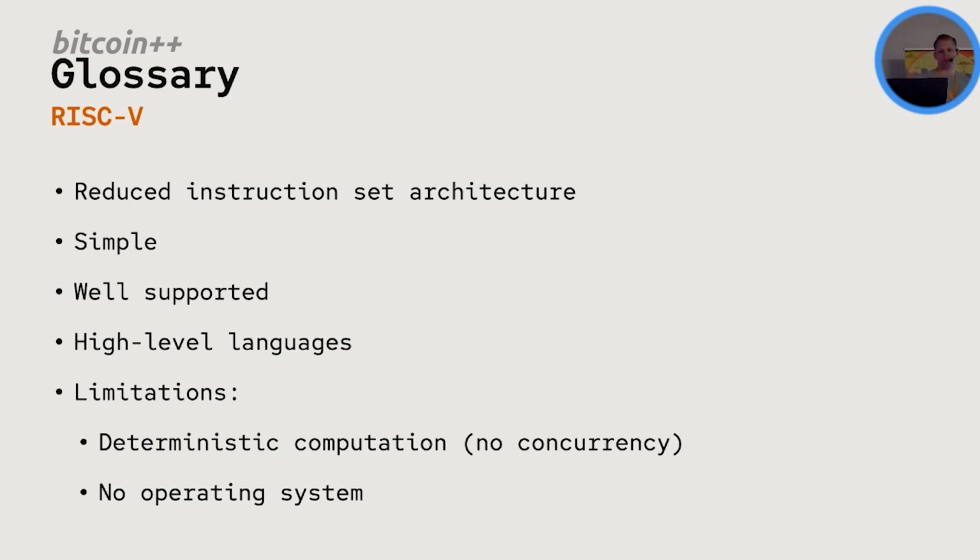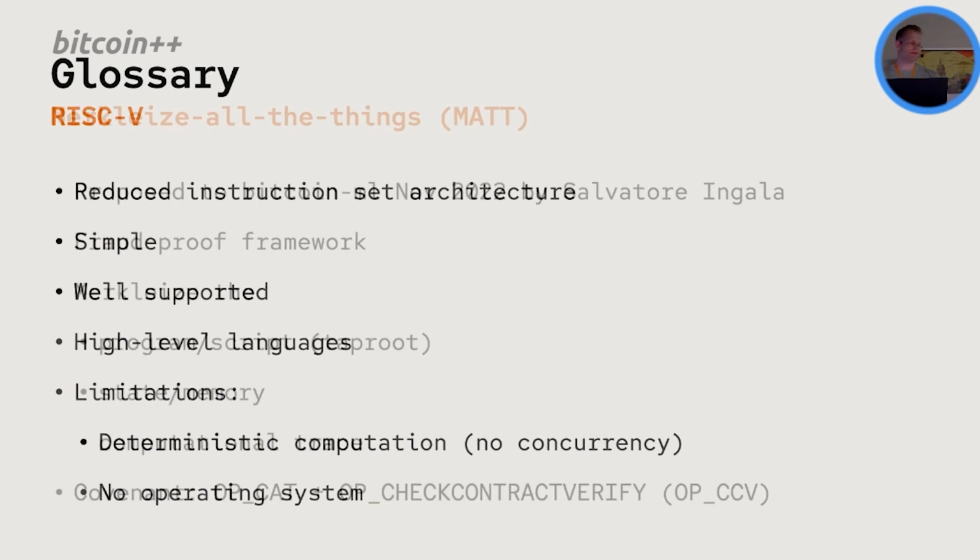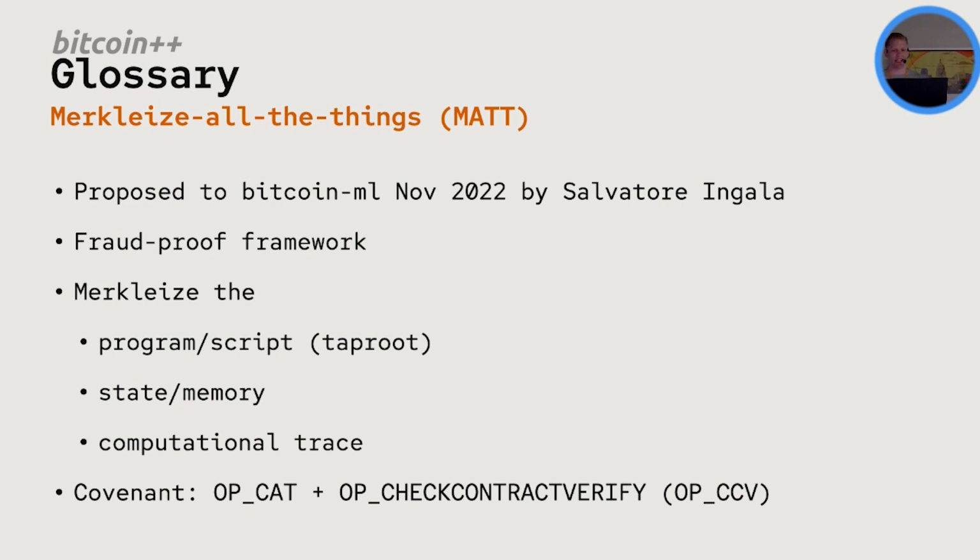The limitation, however, is that it has to be deterministic, since everybody needs to be able to verify the computation and get to the same result. We need to make sure that computation is always deterministic. That means things like no concurrency, no operating system calls, nothing like that. But usually that's fine. You can use a language like Rust or C or a lot of other languages.